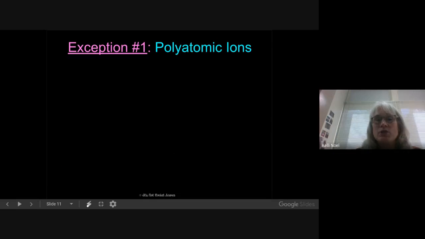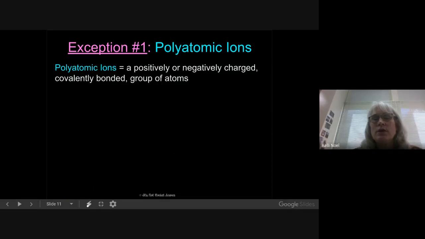There's two exceptions to this naming policy. One is with polyatomic ions. In one of the videos, you had a little hint about what this is. This is a covalently bonded group of atoms. Covalently, that means they're going to be nonmetals, and they're going to carry a charge. And you have a table of those listed. You don't have to memorize their charges. You have a table that you'll refer to for that.